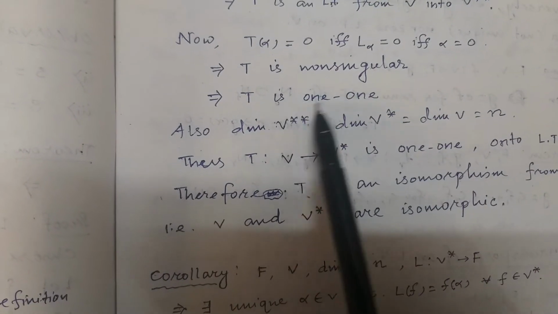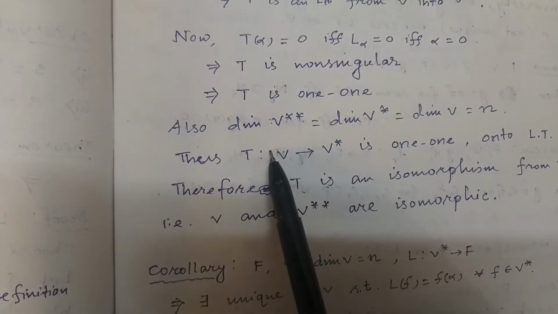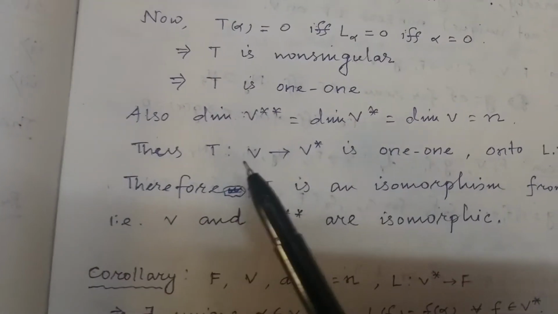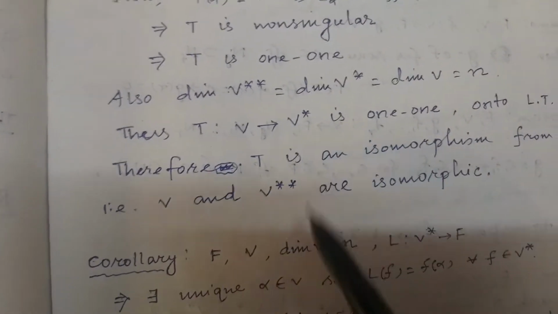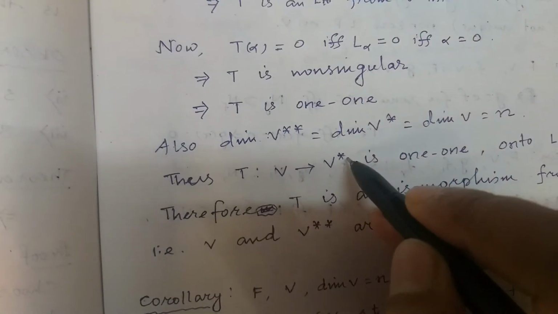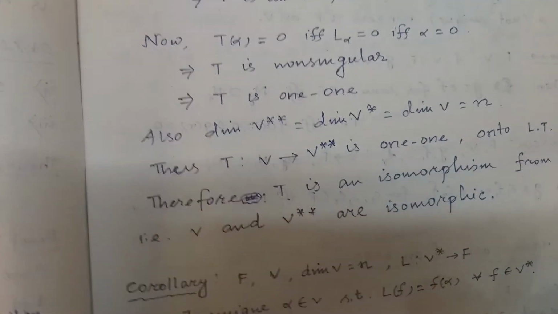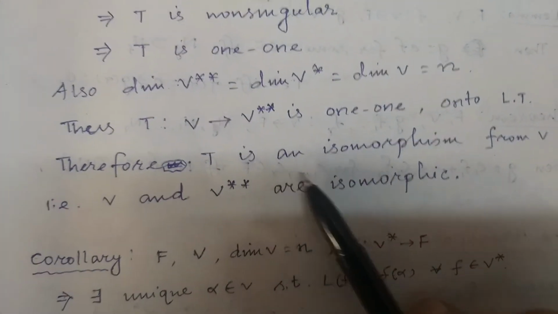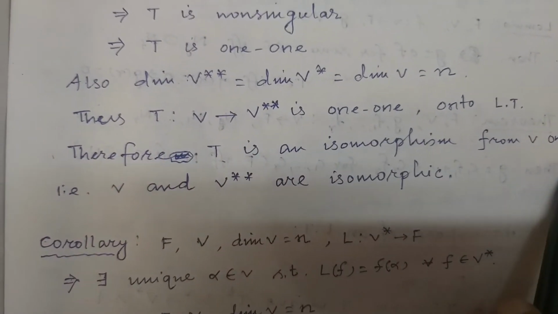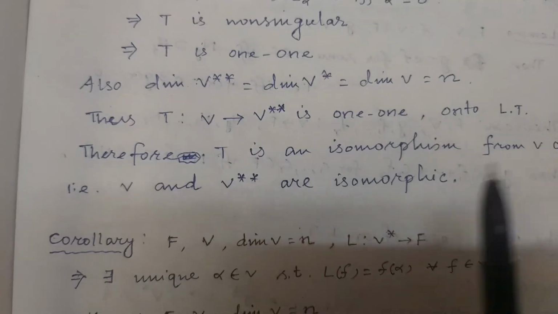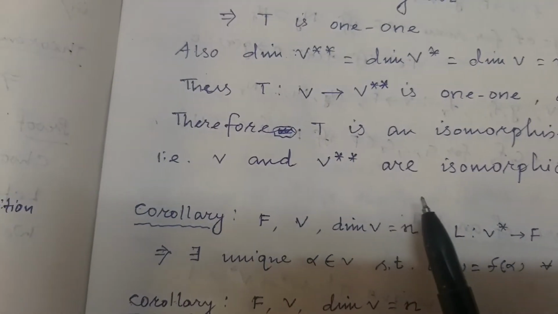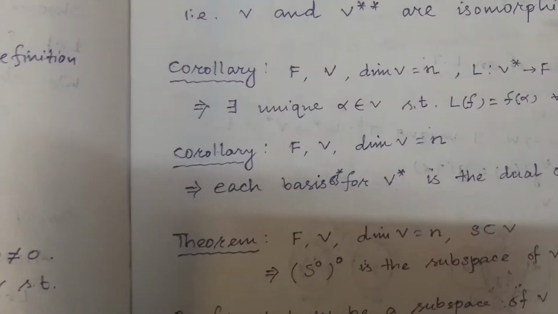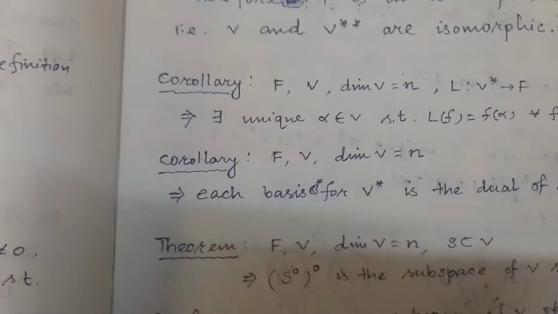So a 1-1 transformation from n-dimensional space to n-dimensional space is also onto. So T from V to V double star is a 1-1 and onto linear transformation. Therefore, T is an isomorphism from V onto V double star. That is, V and V double star are isomorphic. From this theorem, we get two corollaries.